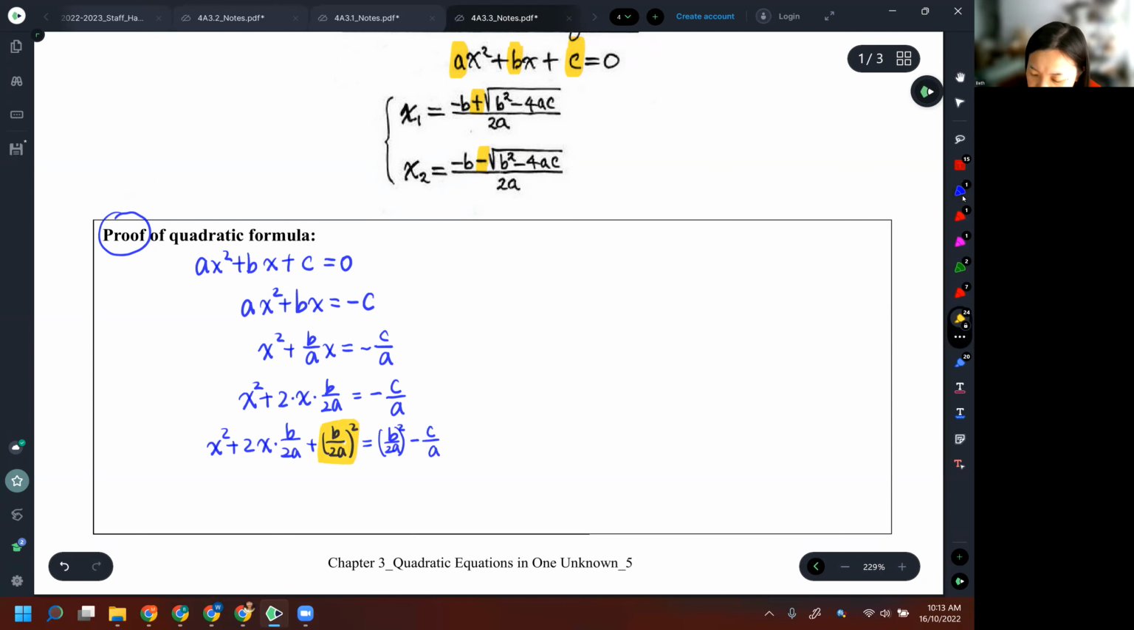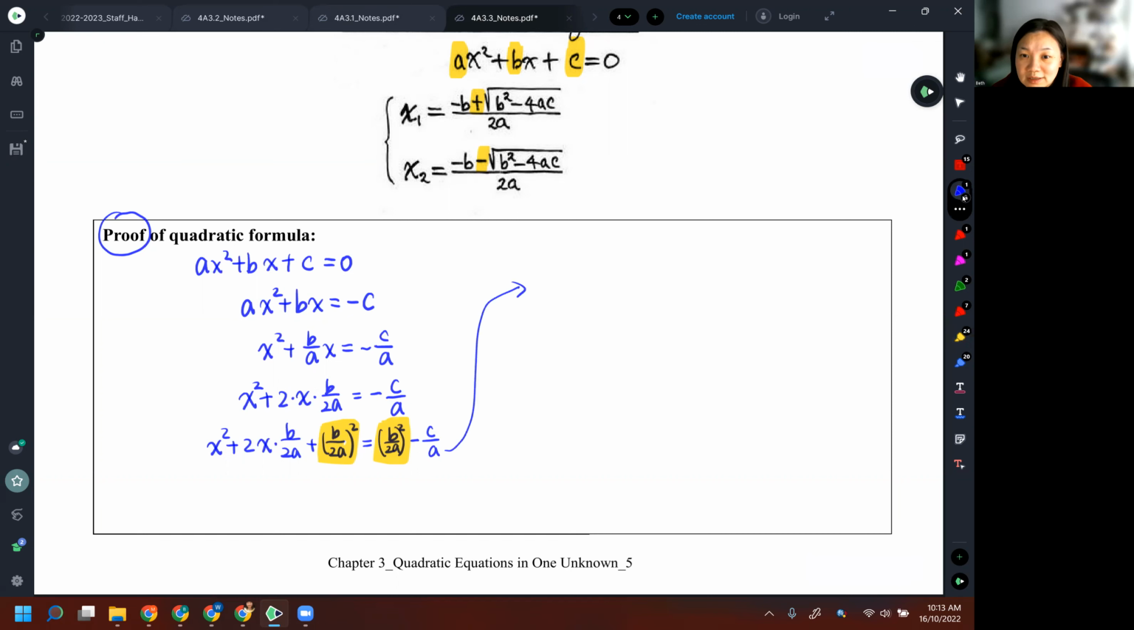Here I will highlight the part I added on both sides, so you can see that these 2 values are just created. Now, since I have balanced both sides, the equation is not changed. The equation is still the same. Okay. Now I'm going to review my intention for doing all these things, because I want to create a perfect square on the left and a constant on the right.